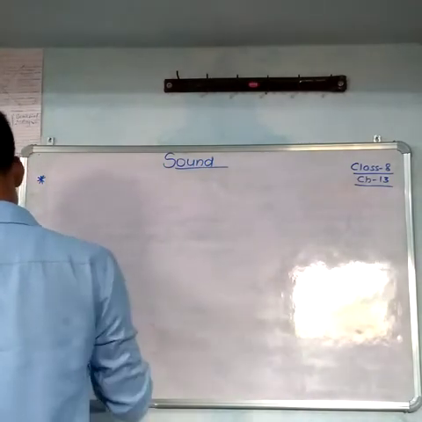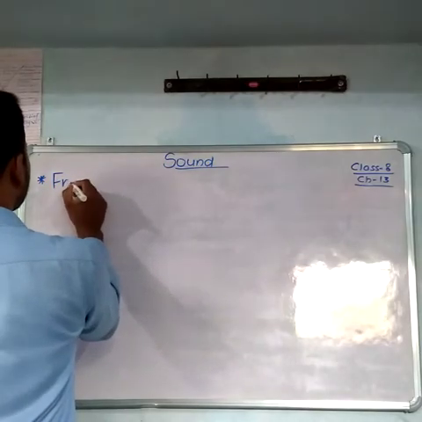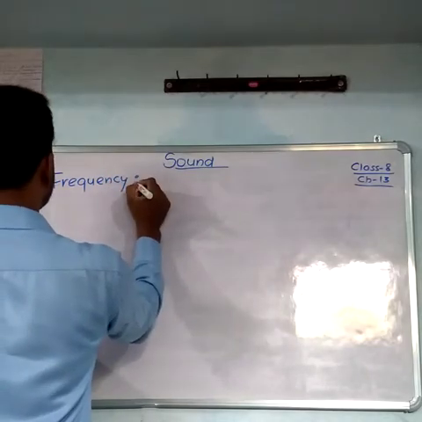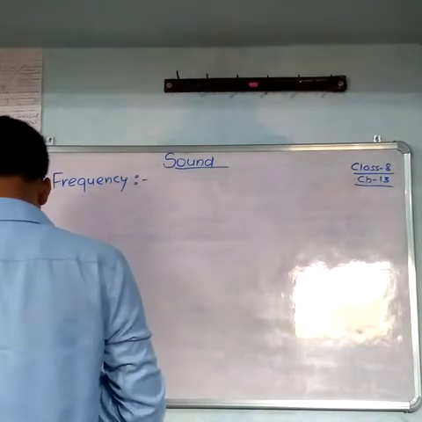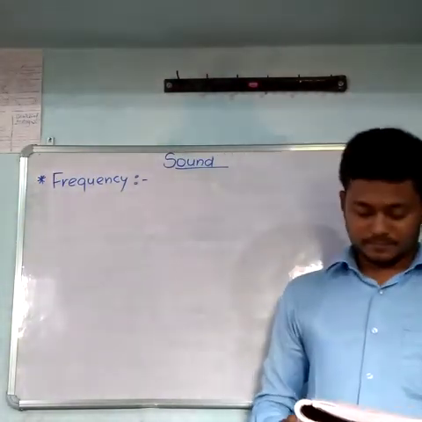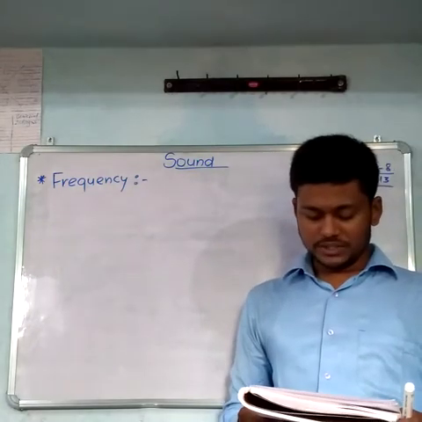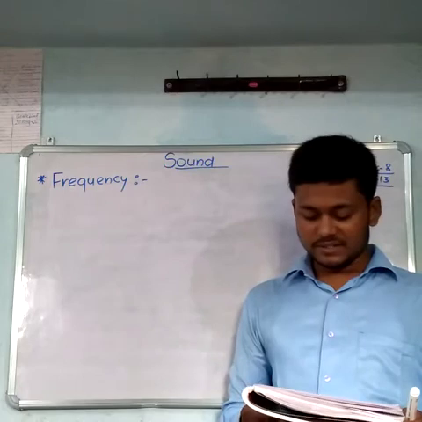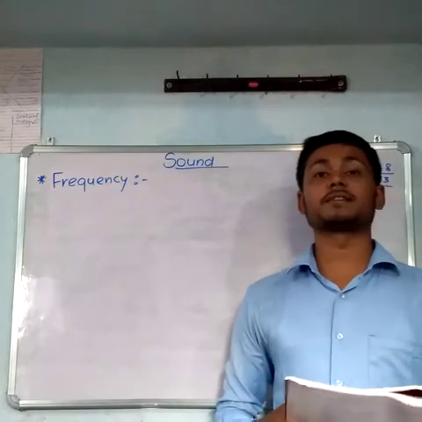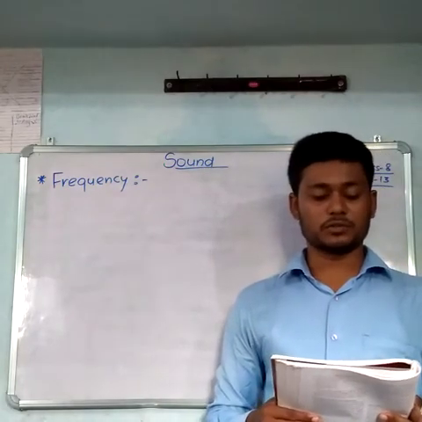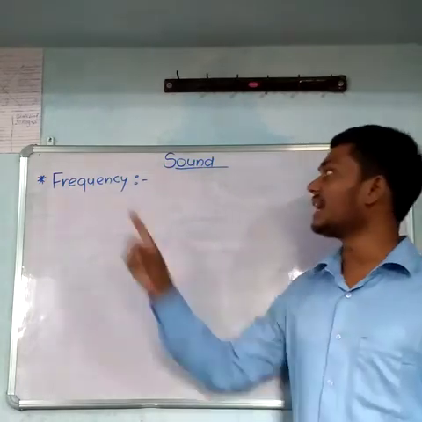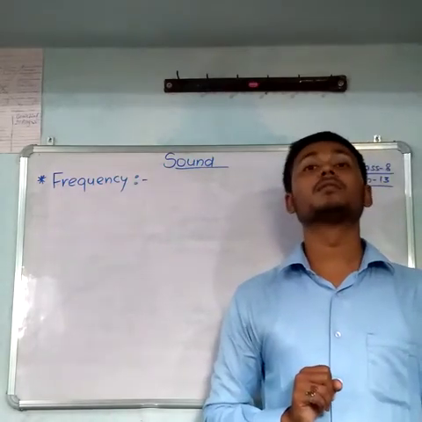First topic is frequency. See, what is frequency? If you count the number of oscillations of a pendulum in say 60 seconds, and divide the number by 60, it will give you the number of oscillations per second, and this is known as frequency of oscillation. Means the number of oscillations per second is known as frequency of oscillation.